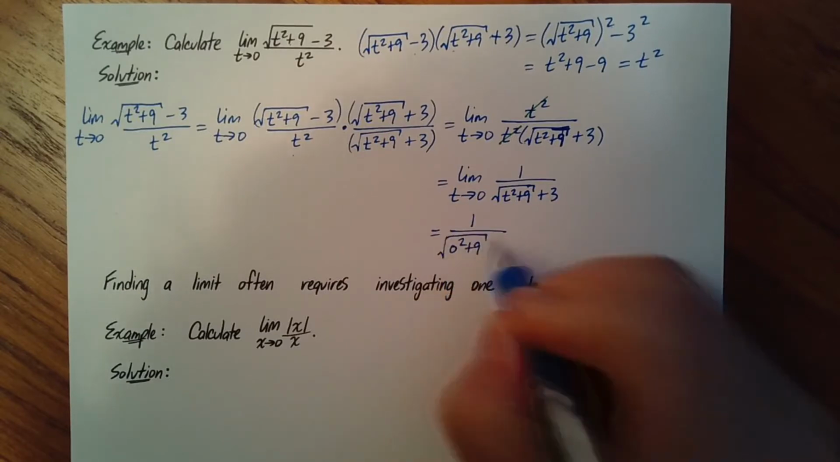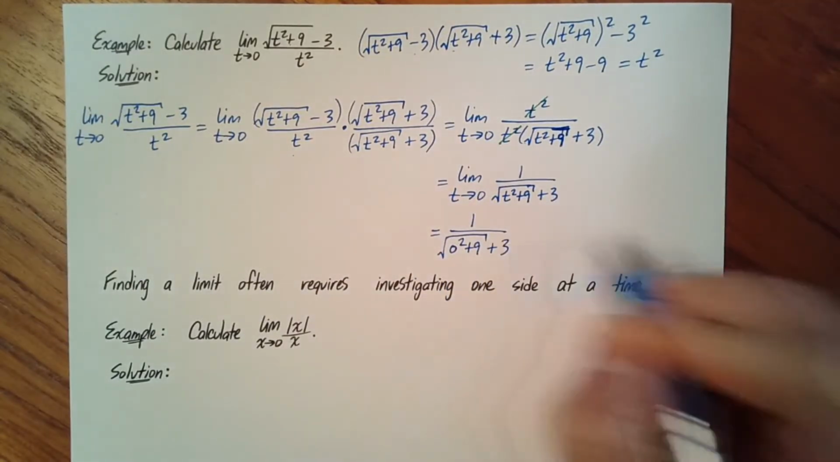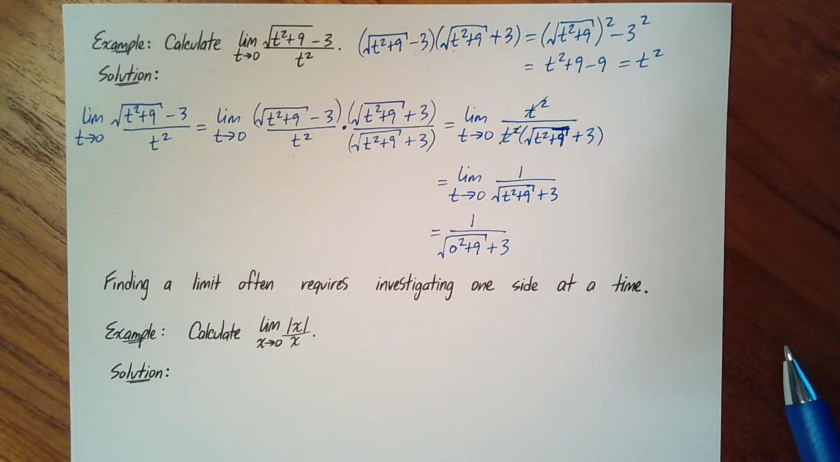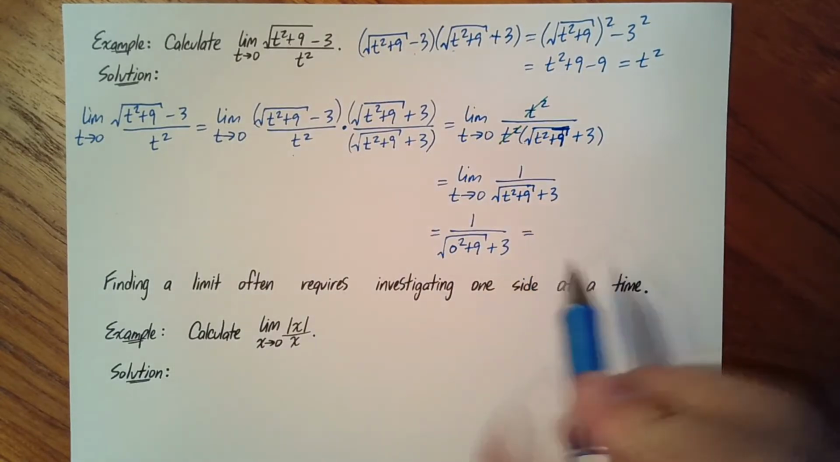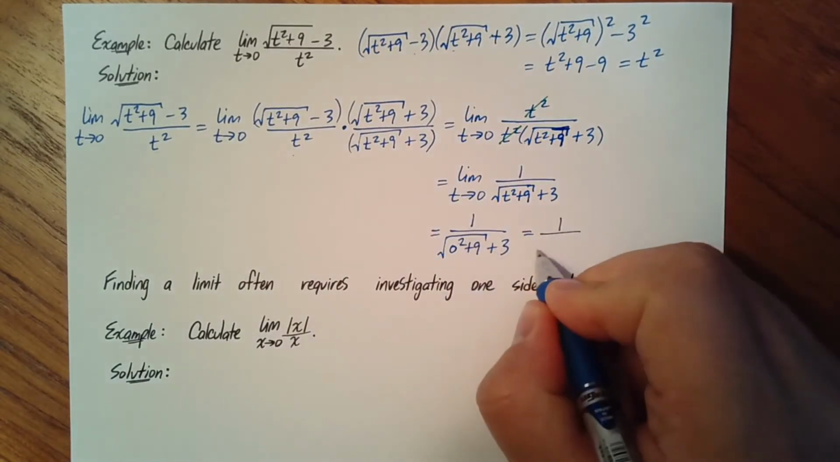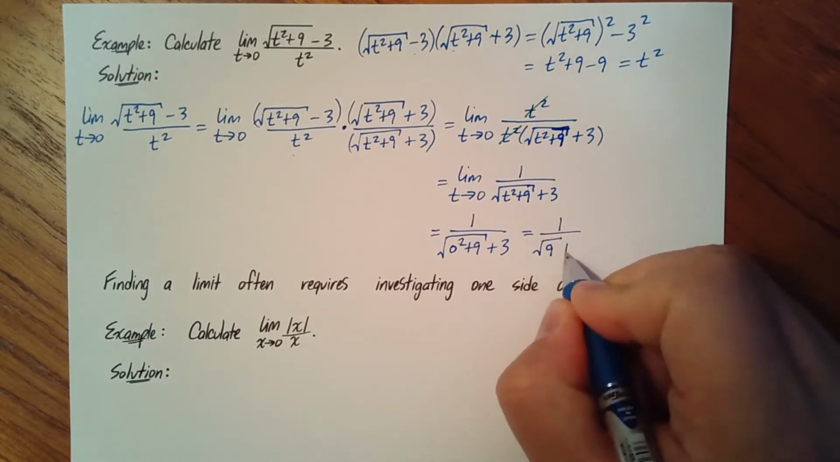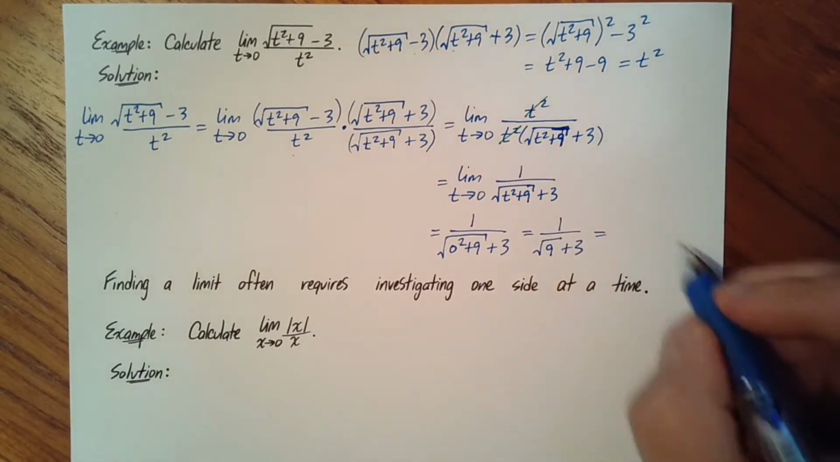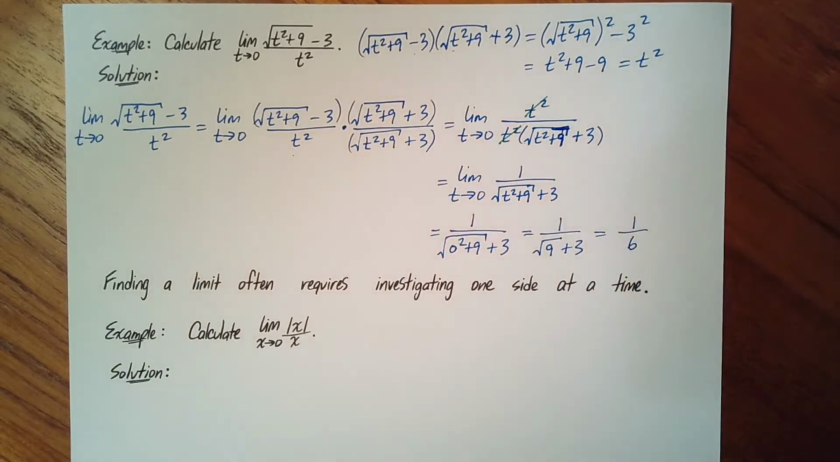This is what it means to actually take the limit. So now, notice I'm not writing limit as t goes to 0 anymore, because from this step to this step, I've actually taken the limit now. Okay, so what ends up happening? You just get 1 over root 9 plus 3. So that's just 1 over 3 plus 3, so 1 over 6. And then finally, that's our answer.